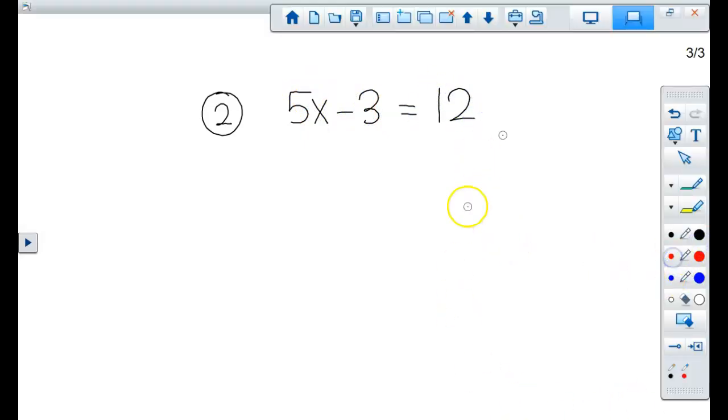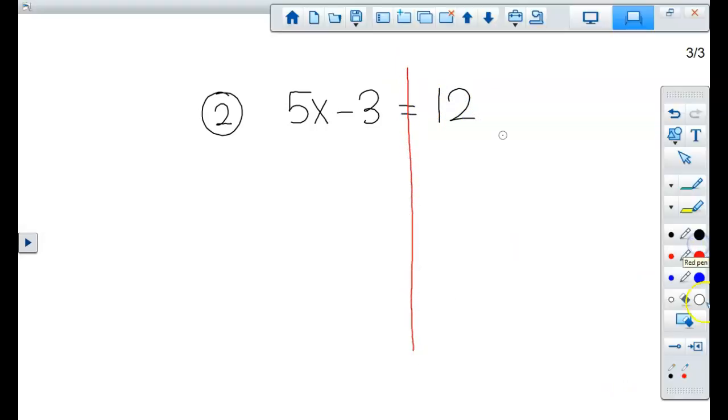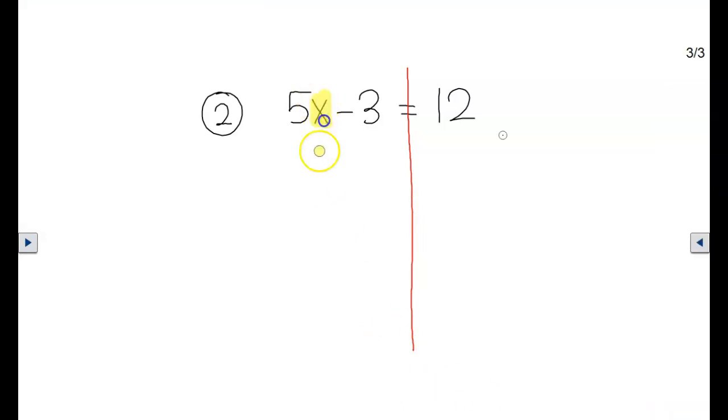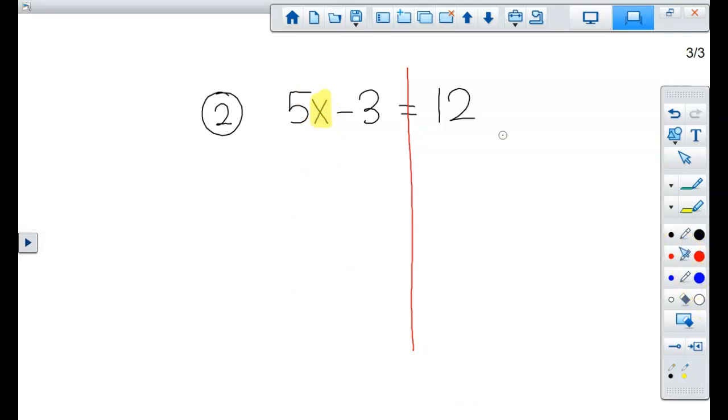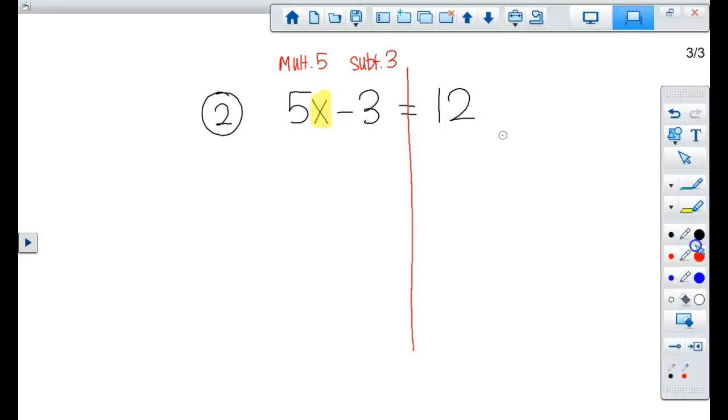Okay, so next up, let's look at this problem. 5x minus 3 is equal to 12. Draw your line through your equal sign. Think about your x. You want to get him alone. Think about what's happening to him. Well, I see 5x. That means I'm multiplying x by 5. And I see minus 3, so I'm subtracting 3. So I want you to notice, I have to undo multiplying by 5 and subtracting 3.